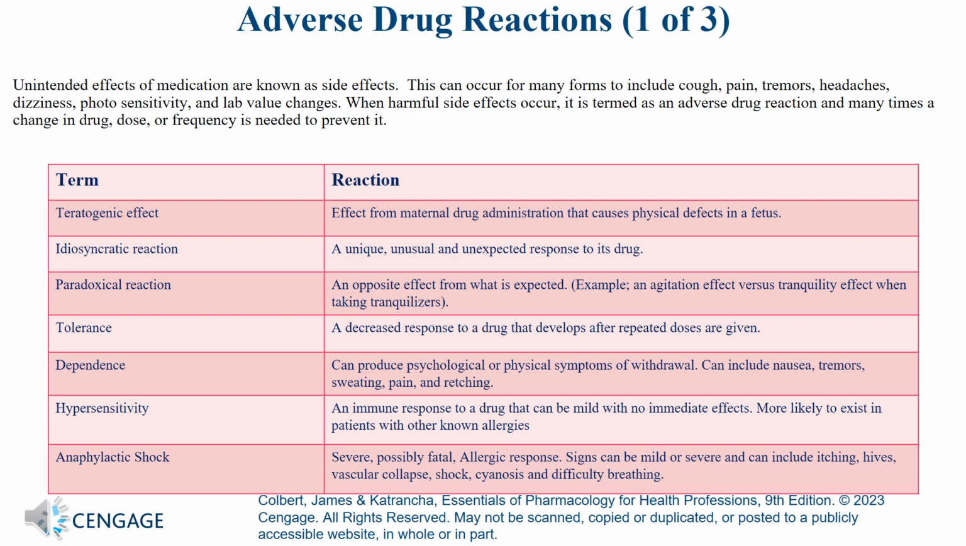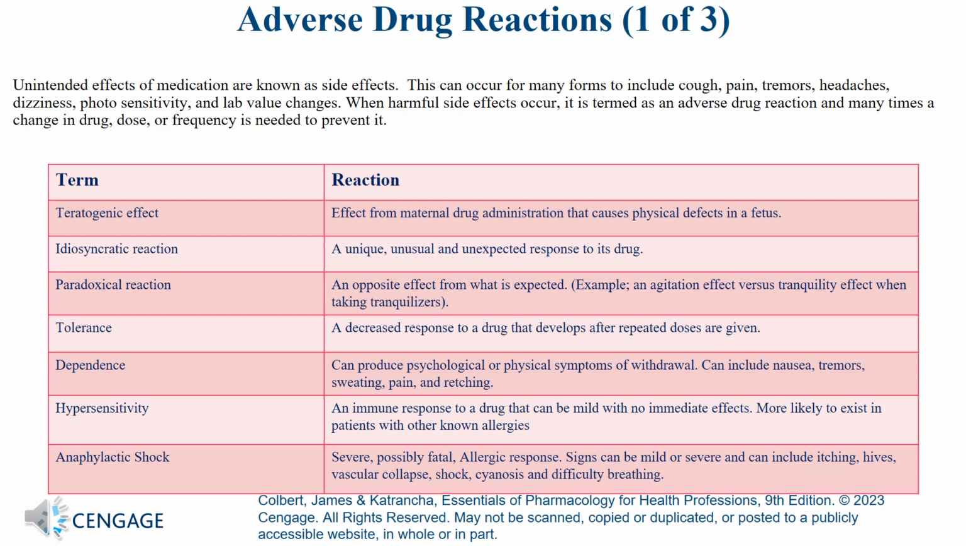When we look at the term teratogenic effect, its reaction is an effect from internal drug administration that causes physical defects in a fetus. Your idiosyncratic reaction is a unique, unusual, and unexpected response to a drug. Paradoxical reaction is an opposite effect from what is expected. An example would be an agitation effect versus a tranquility effect when taking tranquilizers.